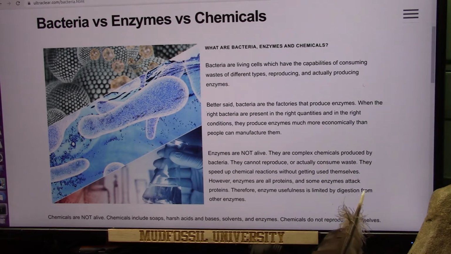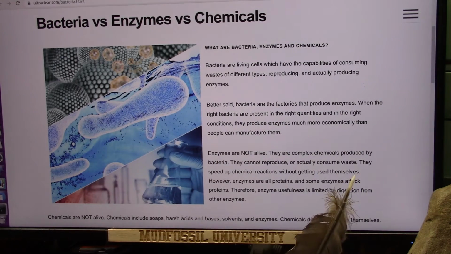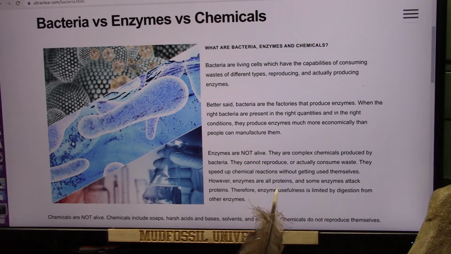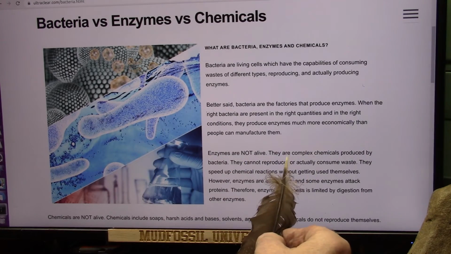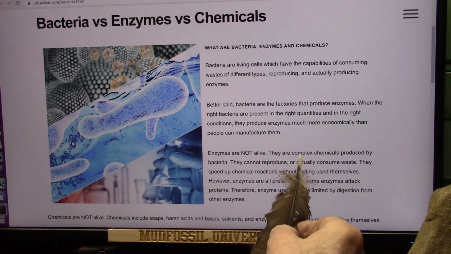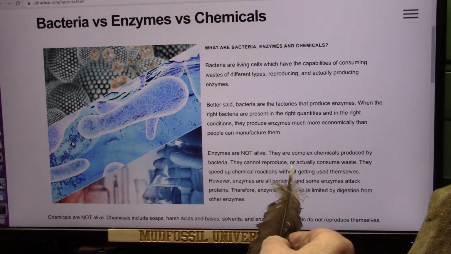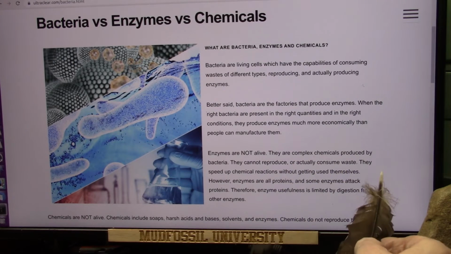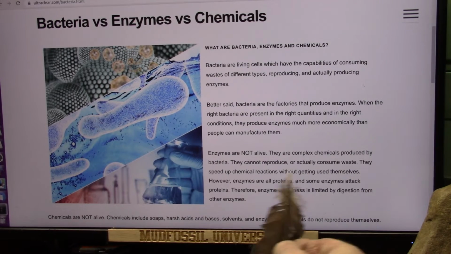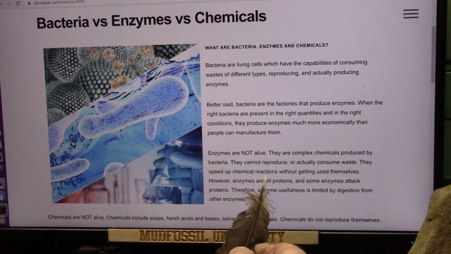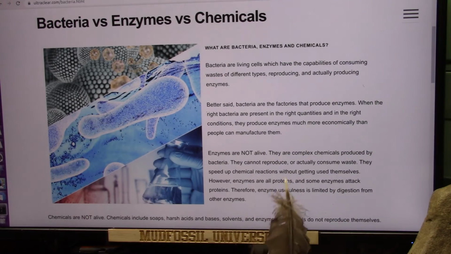This is exactly what they're talking about, click chemistry. Enzymes are not alive. They're little chemistry sets. Now, whether they figured out how to make the little chemistry set or not, I don't know. But the bacteria know how to do it. They're complex, very complex chemicals produced by bacteria. They cannot reproduce by themselves or actually consume waste by themselves. They're chemistry sets to go out and make an interaction. They speed up chemical reactions without getting used themselves. They're just like a little trigger.